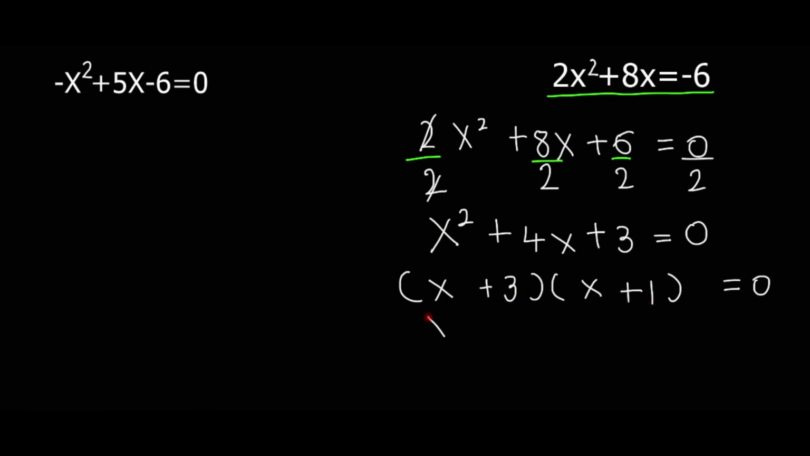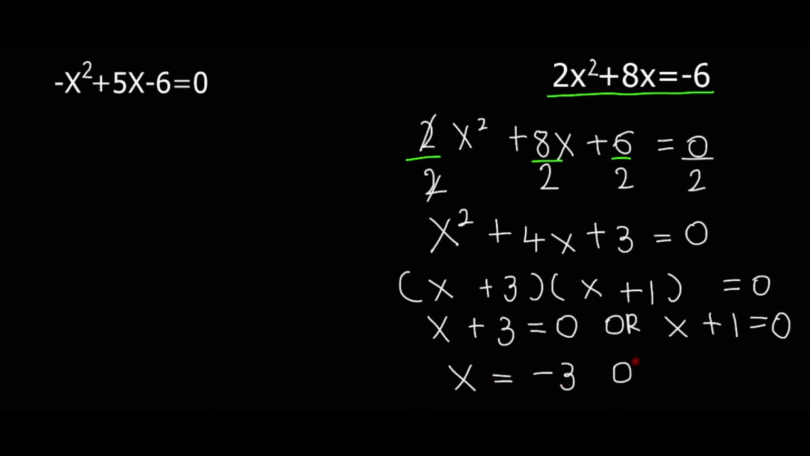And then ra seta each bracket to 0. And then ra solve for x. X is equals to -3 or x is equals to -1. And then this is our answers. Every time re na le a common factor, divide both sides ka a common factor.